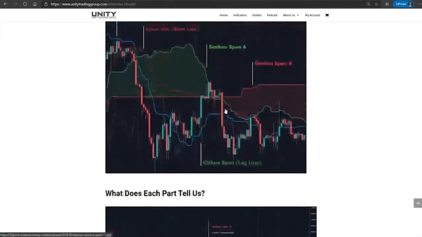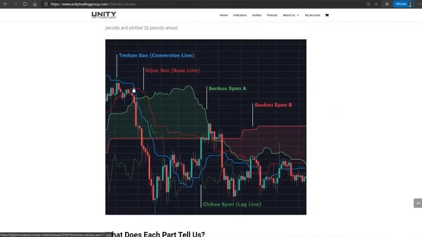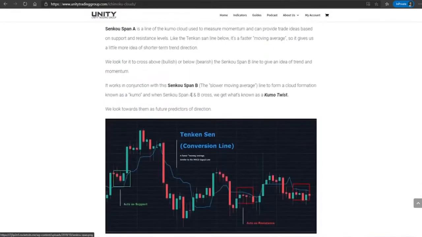Tenkan, Kijun, base and conversion lines, red and blue. Treat these red and blue lines like a MACD. When we see a bullish MACD cross or a bullish TK cross, we're looking for bullish conditions. Blue above red, bullish. Blue below red, bearish. When we're trending above the blue and the red, look for each of them to act as levels of support. When we are trending below both the base and conversion lines, look for each of them to act as levels of resistance. When one is broken, look to the next as a level of support. That's the easiest way to really say it.